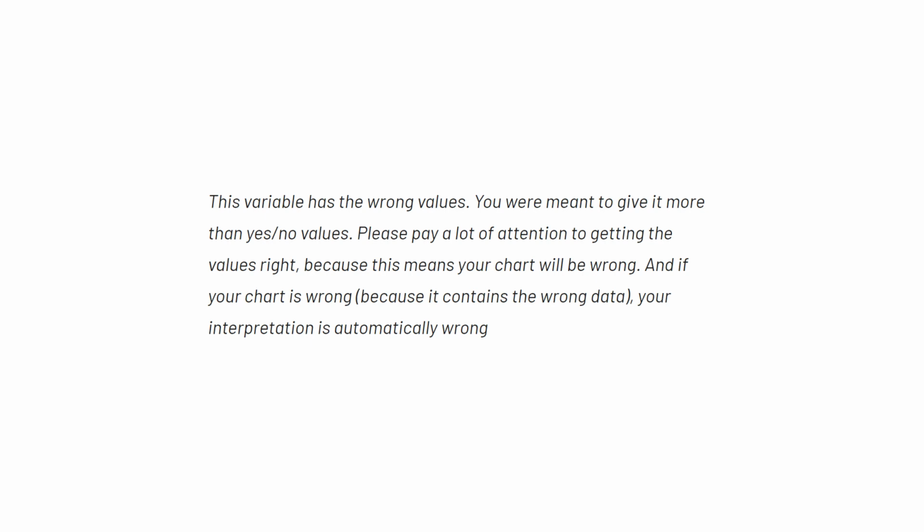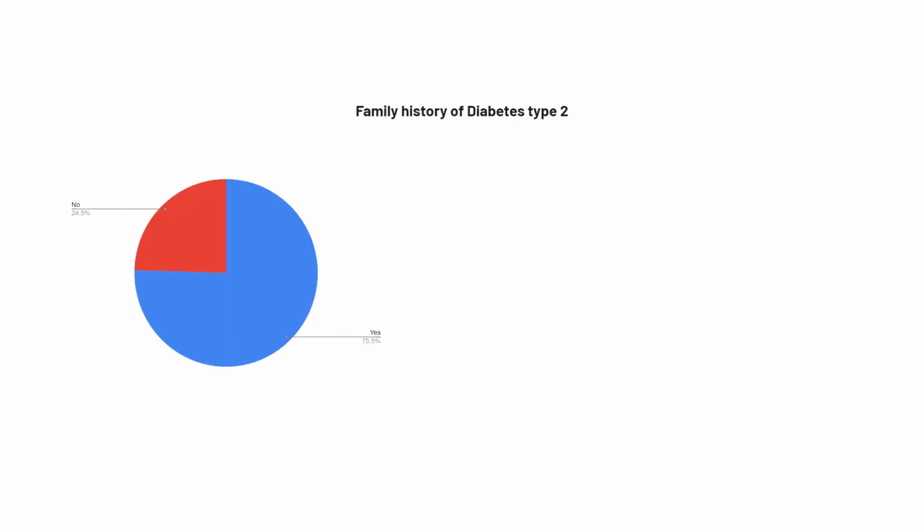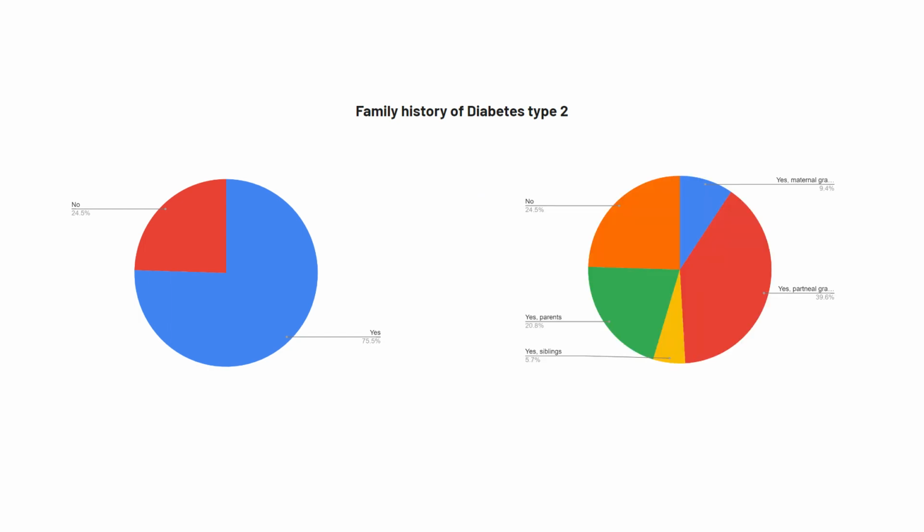Another thing to bear in mind, and one of the reasons why I'm saying this, is that this happened a lot with this variable, family history of diabetes type 2. A couple of students chose to answer in yes or no, while most students chose to do the five distinct values. I want to say this now, that pie chart one, which is the one on the right hand side, is not the same as pie chart two.